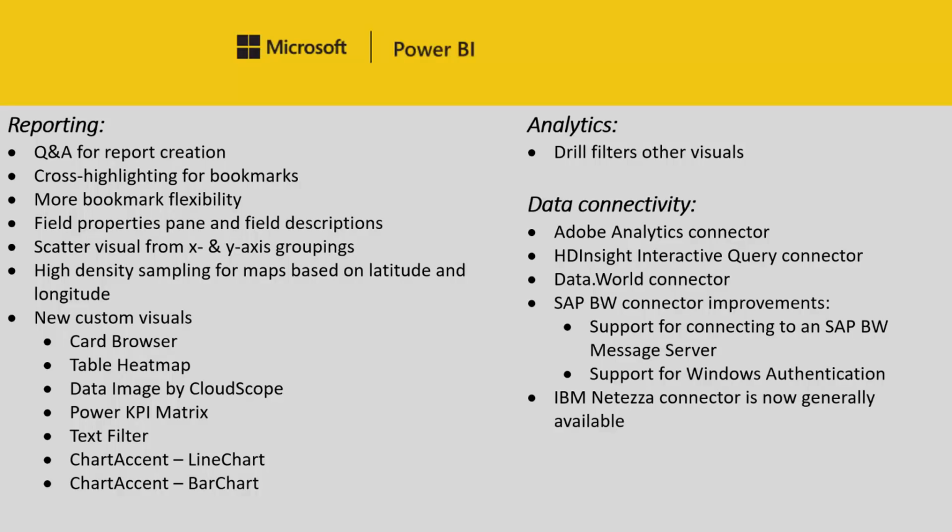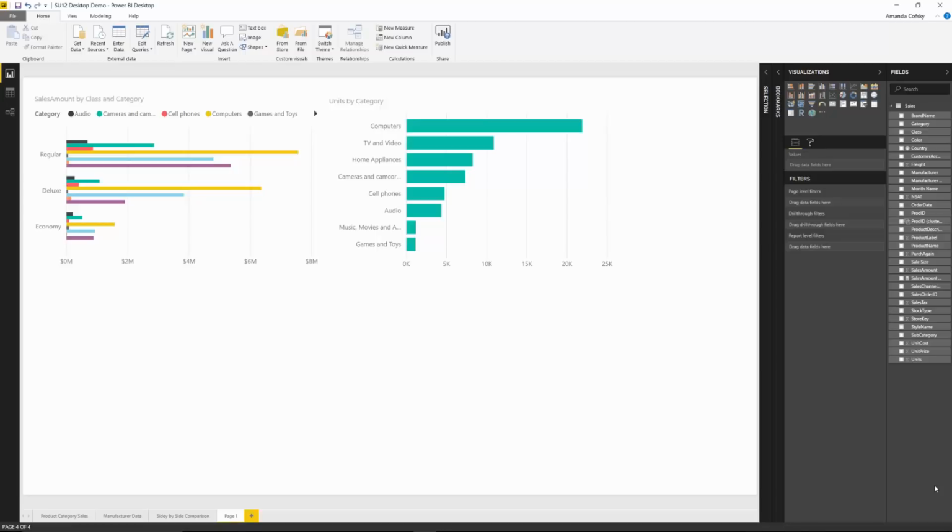Next on our list are two updates to our bookmarking preview. The first one being that we can now bookmark cross-highlighting in addition to all the other great features that we allow you to bookmark, like filters, sorting, and slicers. And we also are expanding bookmarking to give you more flexibility in what is included in a bookmark. So I'll show you both of those.